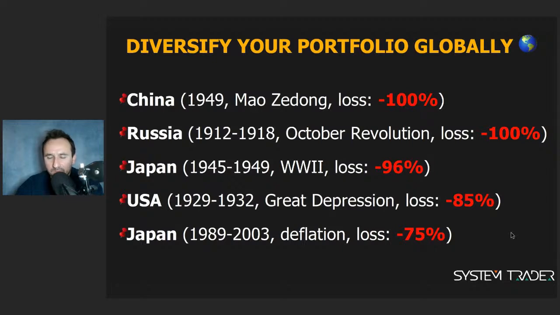And just a few examples. In 1949, in China, the stock market was closed, totally closed. So there was a loss of 100%. The money the investors had invested at the time on the stock market in China, they lost everything. A similar case, by the way, was in Russia during the so-called October Revolution, 1917 to 1918. Again, the same story. I mean, the market was just closed.